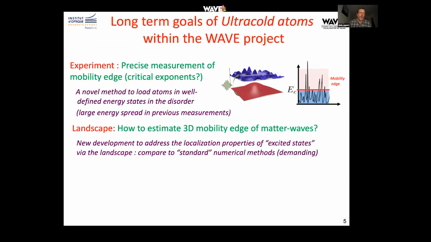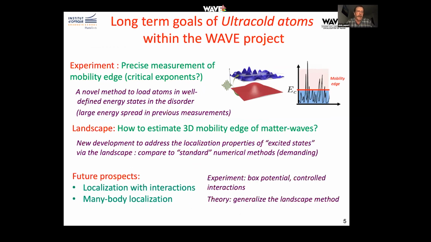And so to conclude, we are working hard on the experiment. The theorists are working hard to see how well the landscape theory can account for our experiment. And once we have done this study, measuring the mobility edge, etc., we think that the next very interesting thing to do will be to study localization with interaction and how it changes the localization properties, and the celebrated problem of many-body localization.